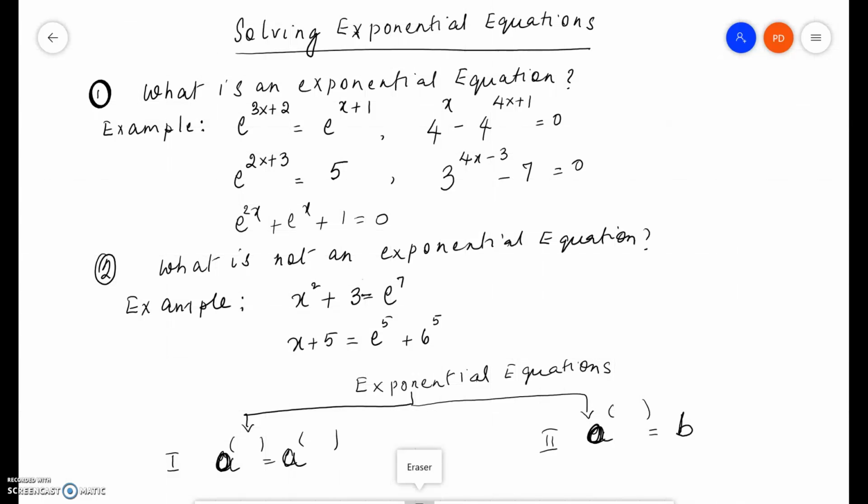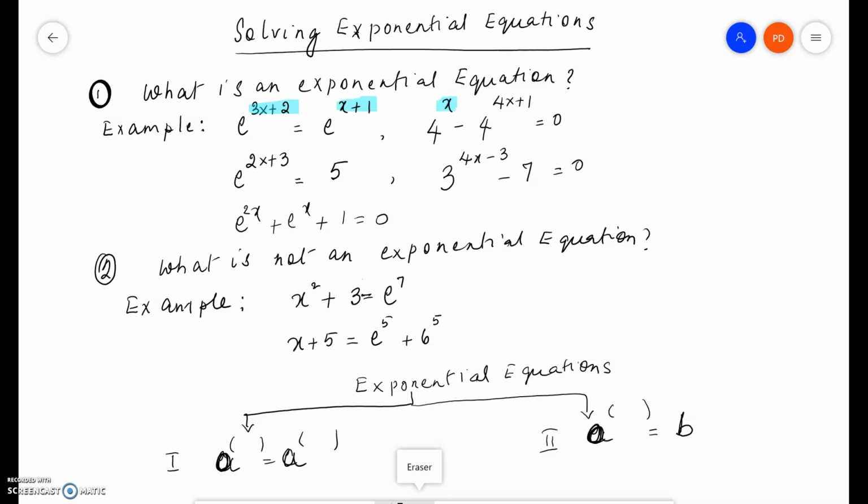So here we'll discuss a couple of methods of solving exponential equations, but to begin with, let's see what an exponential equation is. So if we have, for example, e to the 3x plus 2 equals e to the x plus 1. Notice that that's in the exponent's place, and the minute you see an x or an unknown in the exponent's place, that becomes an exponential equation, because here we're solving for x and x is in the exponent's place.